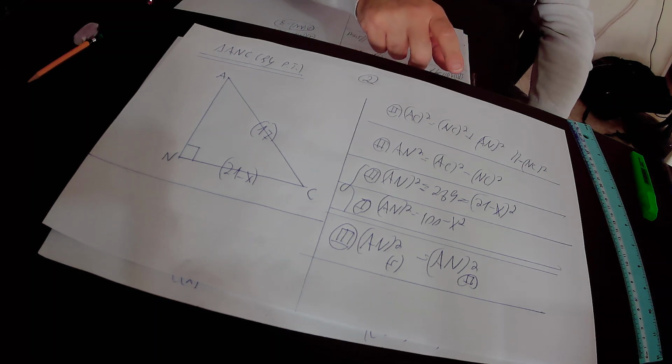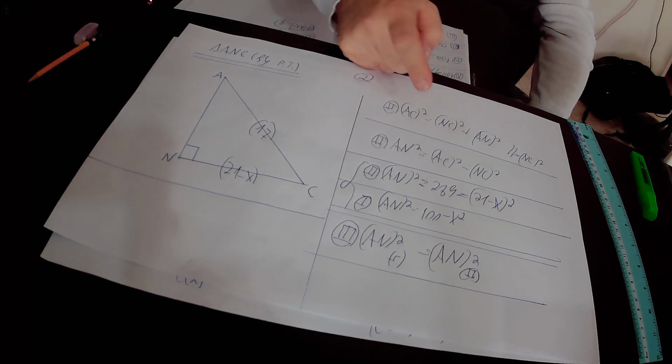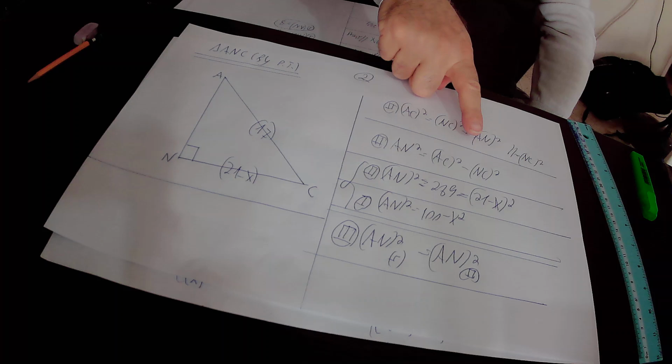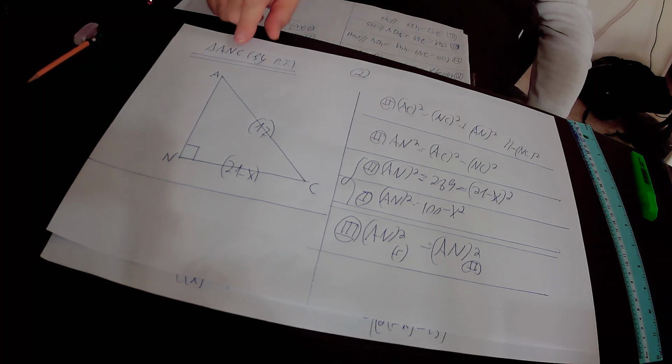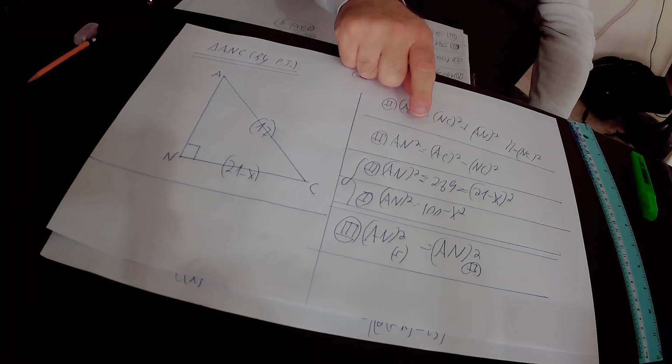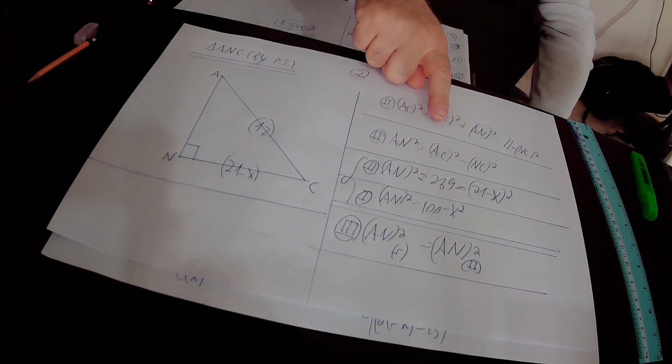Here we subtracted NC square from equation 2, and found that AN square equals AC square minus NC square. This is according to equation 2. So AN square equals AC square.